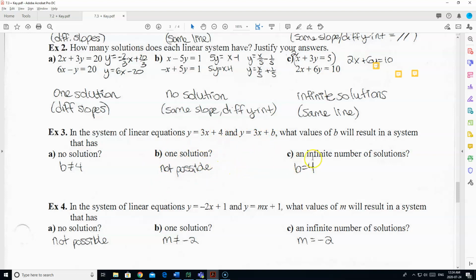Okay. What about an infinite number of solutions? If it's an infinite number of solutions, they're going to be the same equation. So y equals 3x plus 4, that means b has to be 4 for it to be the same equation, right? I tried to do my highlight thing, but it didn't work. Is this a highlight? Oh, it's right here. Okay. Yeah, b equals 4.